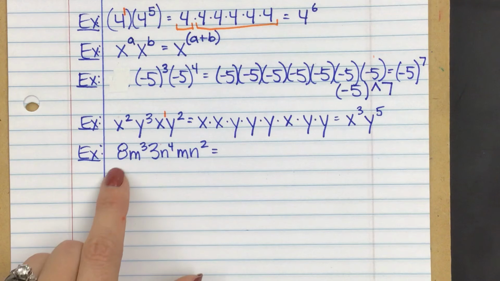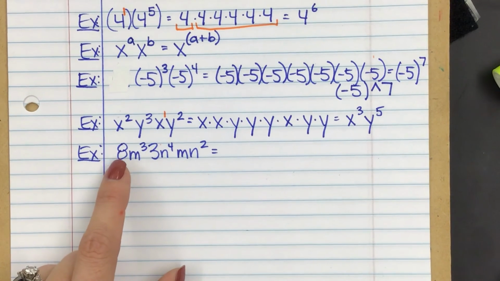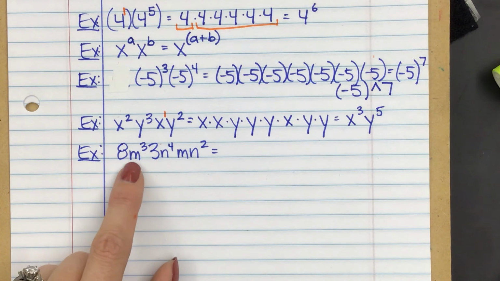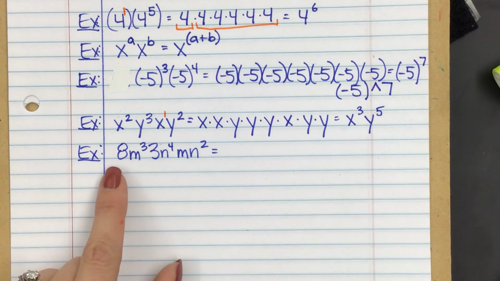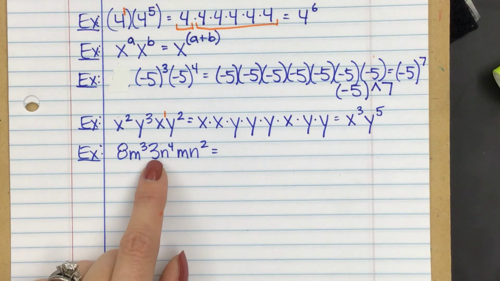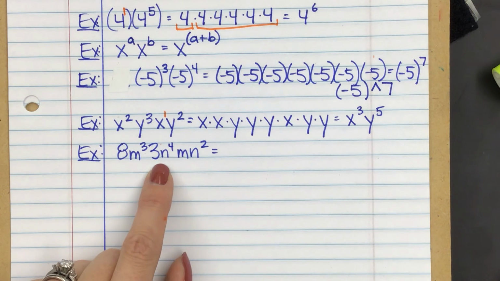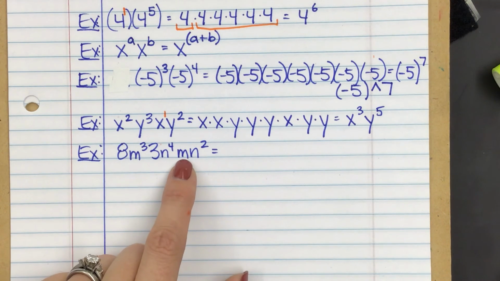Now I want to point out some important things here. The power of 3 is only applied to the m, not to the 8, because it is not in parentheses. Same thing with your 3 here. The n is the only thing that's affected by that exponent of 4. And the m doesn't have an exponent on it, so what's that exponent? 1. So this has an imaginary 1 there.